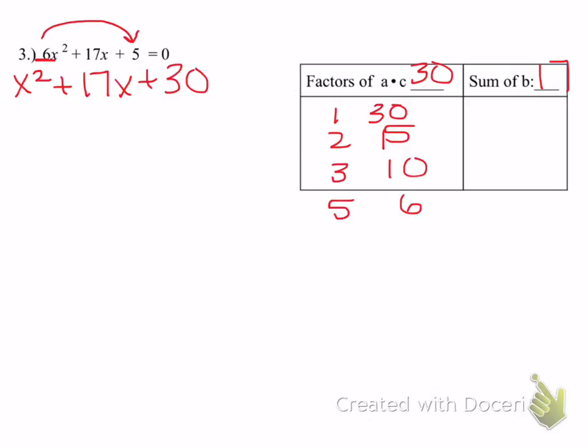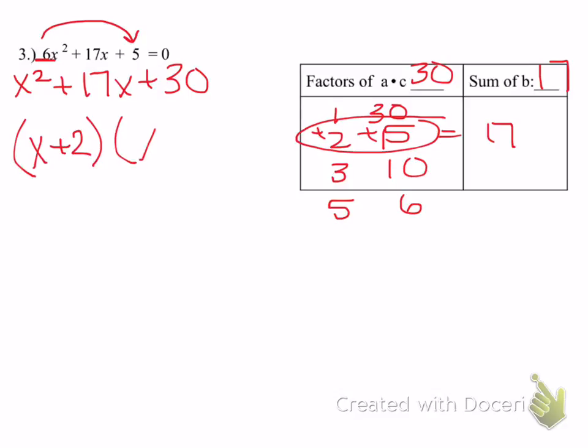Are any of them going to give me a positive 17? 2 and 15. And they both have to be positive, and that's what's going to get me that 17. So I plug it in. I've got x plus 2, and I've got x plus 15. The next thing I'm doing is dividing each of these by the number that I multiplied by. So 6. Because this is a 6, these have to be 6s as well.